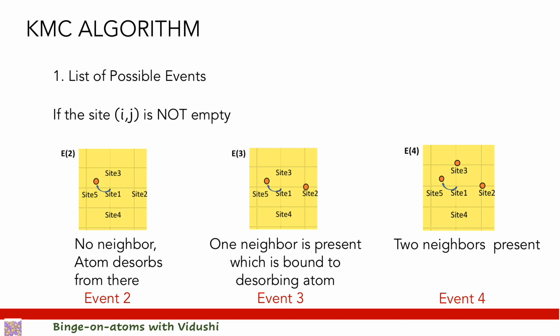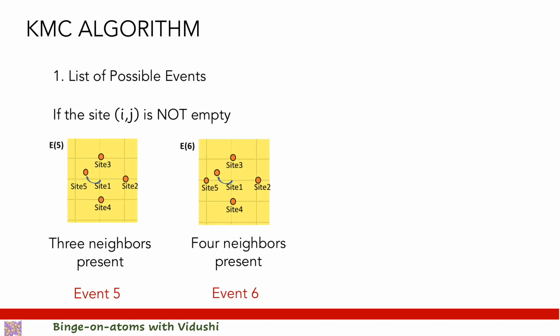Similarly, in the subsequent events, event 4 to event 6, the number of neighboring atoms increases from 2 to 4. In case of event 6, all neighboring sites are occupied by atoms. As such, desorption of the atom at site ij will depend upon how strongly it is bonded with these atoms.